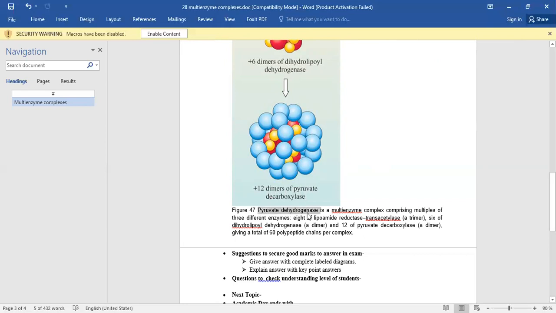The pyruvate dehydrogenase complex has a total of 60 polypeptide chains. Okay, so it has a total of 60. That is all performed by three groups of enzymes. They are forming a complete set of enzymes that is known as pyruvate dehydrogenase. So that is the example of a multi-enzyme complex which will perform a particular kind of function. Okay, so we can clear our topic and conclude it.